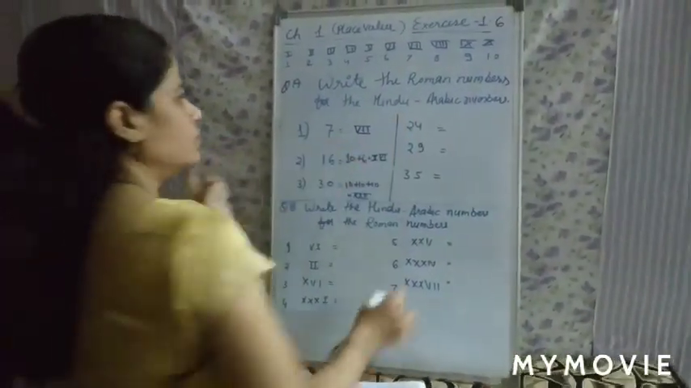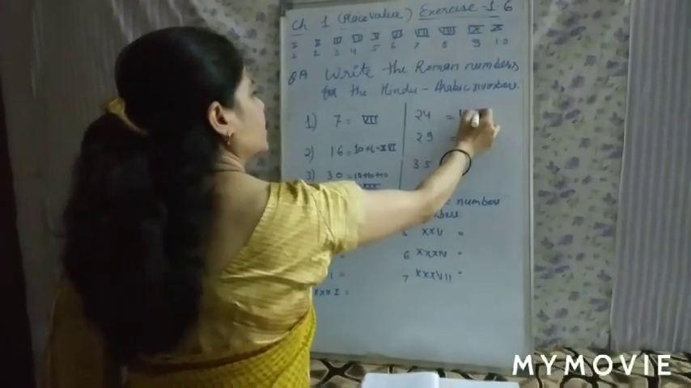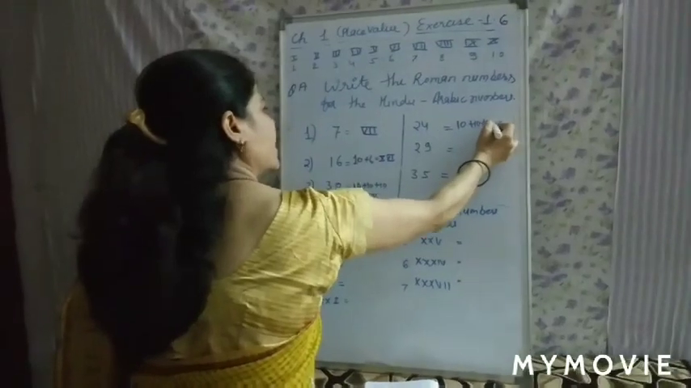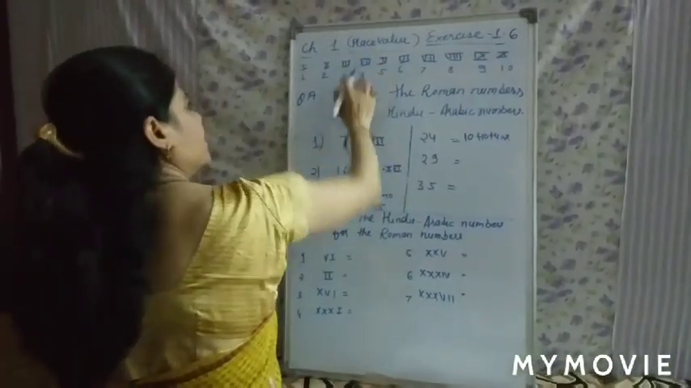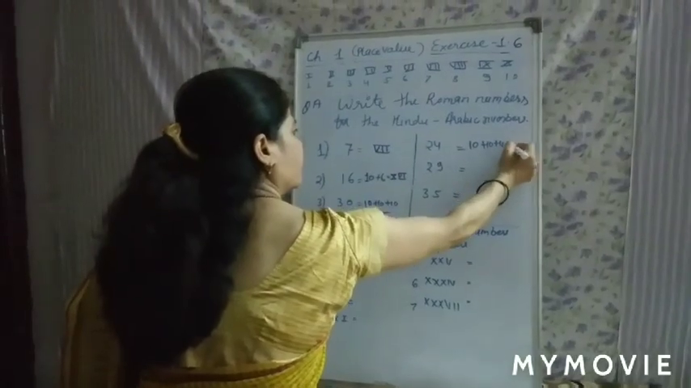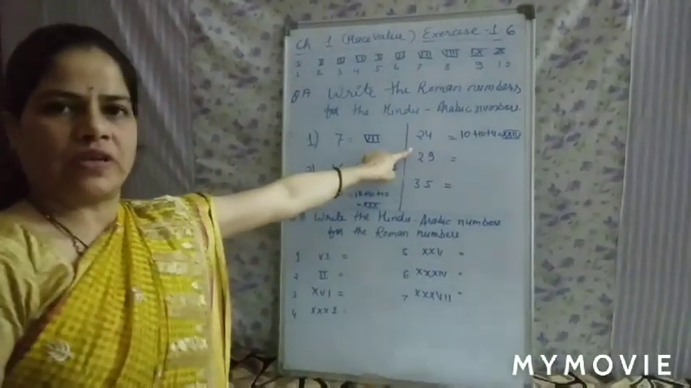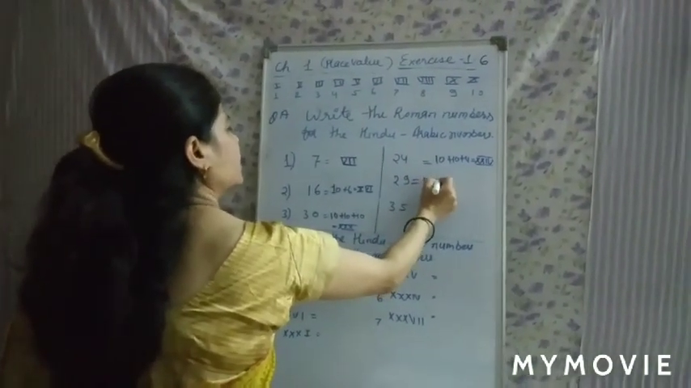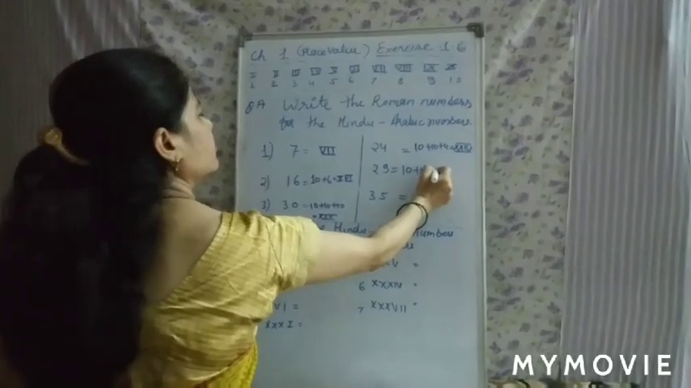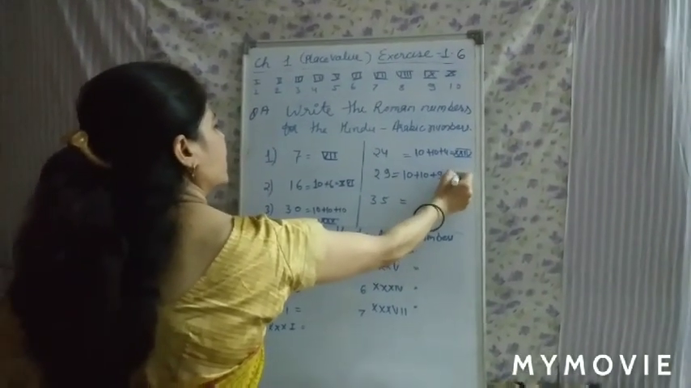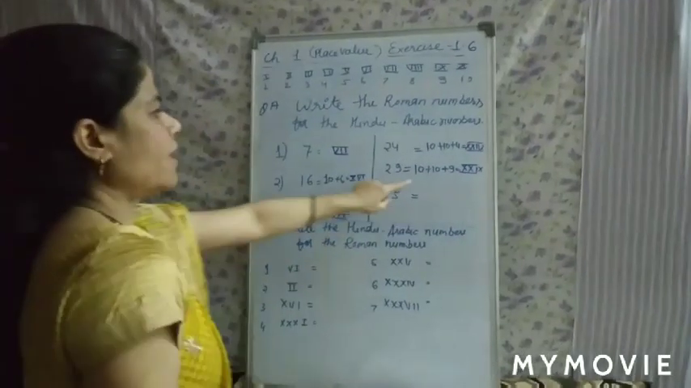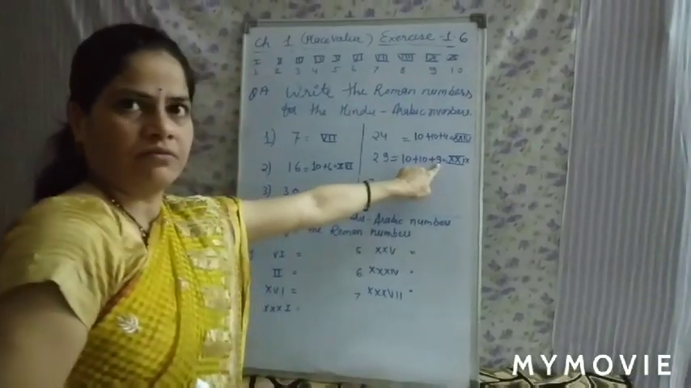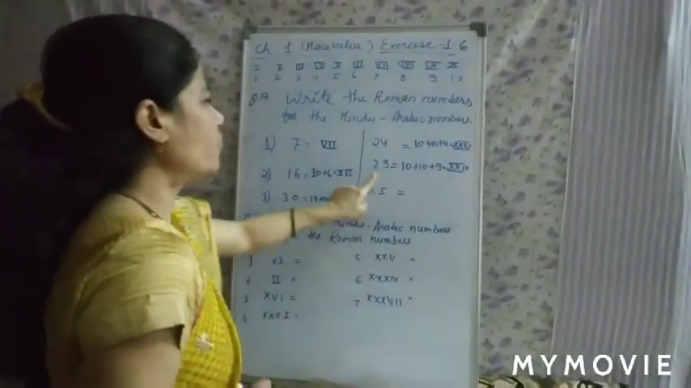Now 24. You can write 24 as 10 plus 10 plus 4. So the letter X for 10 and IV for 4. So XXIV will be the Roman number for 24. Now 29. You can write 29 as 10 plus 10 plus 9. So the Roman number will be XXIX, because X stands for 10, X stands for 10 and IX stands for 9. This way you have to write the Roman number for 29.